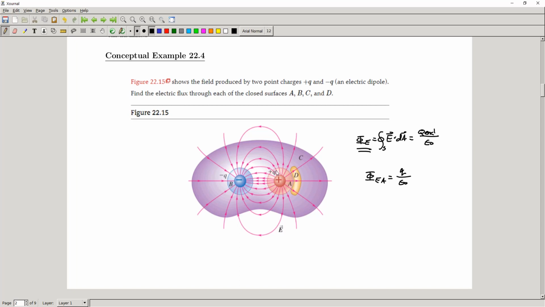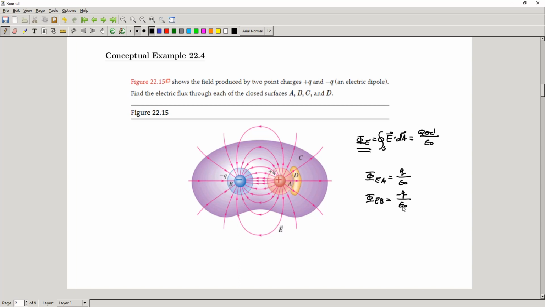Okay, for surface B, well, this one's enclosing the negative charge, and we can do the same trick. Except in this case, it's a negative charge being enclosed, and so we just end up with this answer, right?